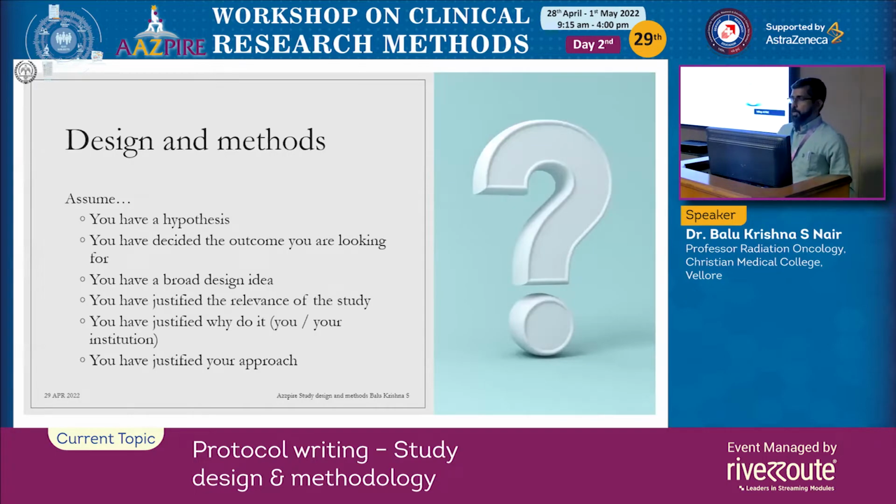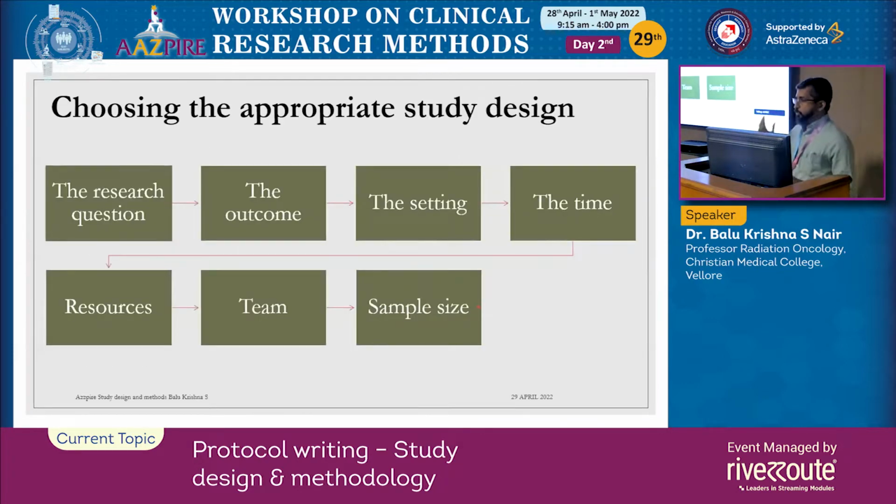So I will assume that after so much of exercise, you already have a hypothesis. You have decided on the outcomes that you are looking at. You have a broad idea as to what design you are going to choose based on your question. You have convinced yourselves and others why you should do this study, why it should be done in your institution and that too by you. That conviction has to be there, and you have also justified your approach. So with this assumption, let's go to design and methodology, how to match these two.